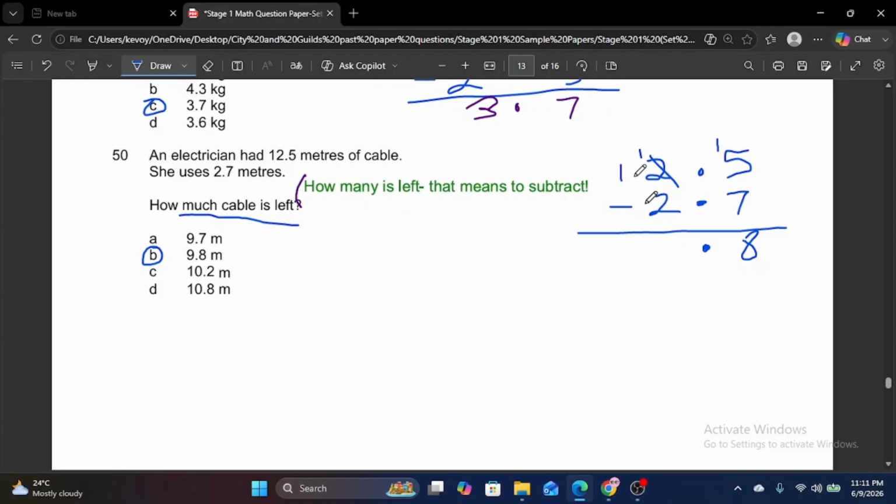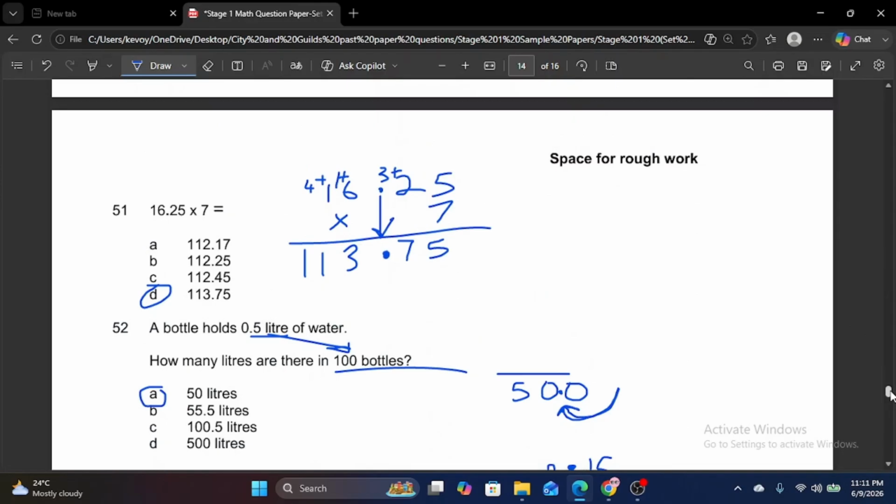So 2 from 11, that's gonna be equal to 9. So 9.8 would be your answer. So that's gonna be B. So 2 from 11, 9. So 9.8, that's the answer. Alright, moving right along.